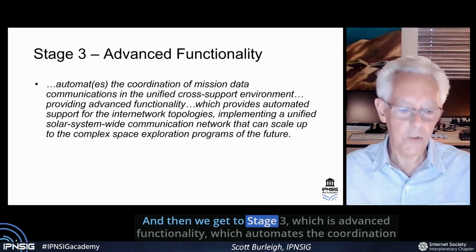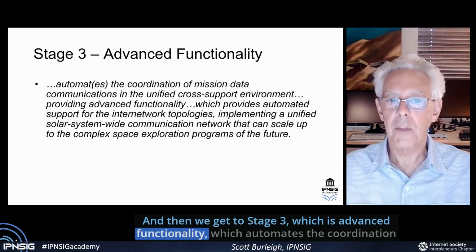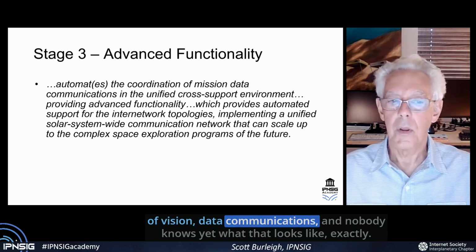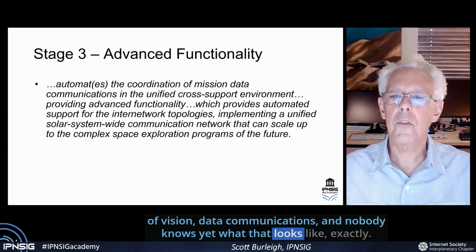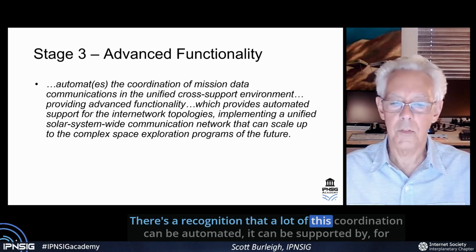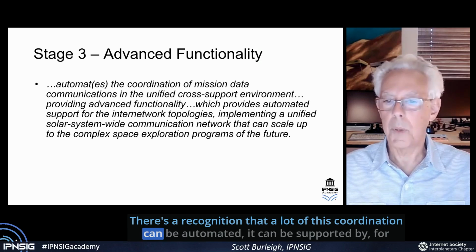And then we get to stage 3, which is advanced functionality, which automates the coordination of mission data communications. Nobody knows yet what that looks like exactly. There's a recognition that a lot of this coordination can be automated.